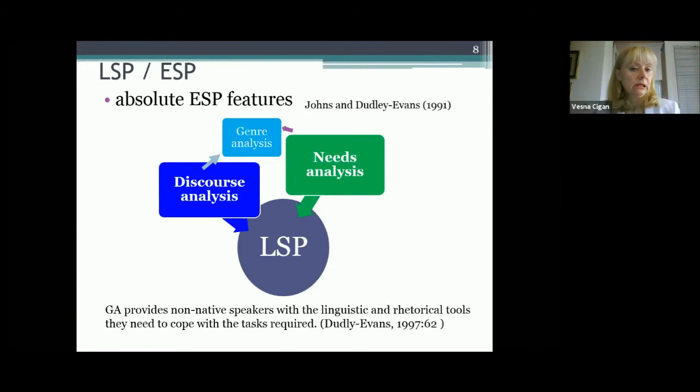Similarly, Jones and Dudley Evans describe needs analysis as one of the two absolute characteristics of LSP, the other being discourse analysis. Discourse analysis and its main branch in ESP, genre analysis, is the natural development of needs analysis. The main argument in favor of the use of genre analysis in teaching LSP is that it provides non-native speakers with the linguistic and rhetorical tools they need to cope with the tasks required of them.